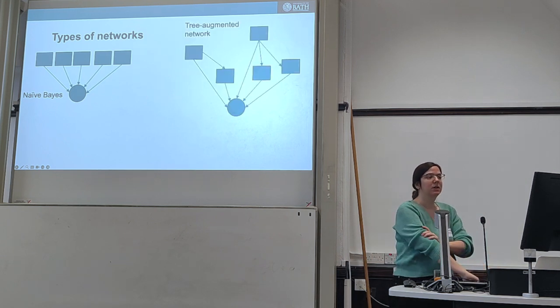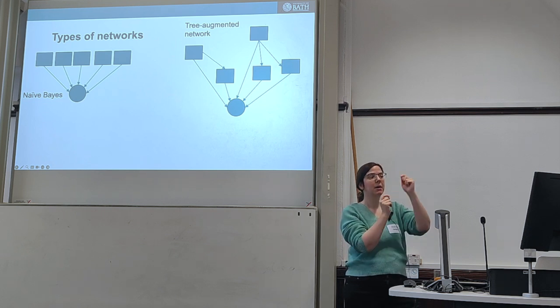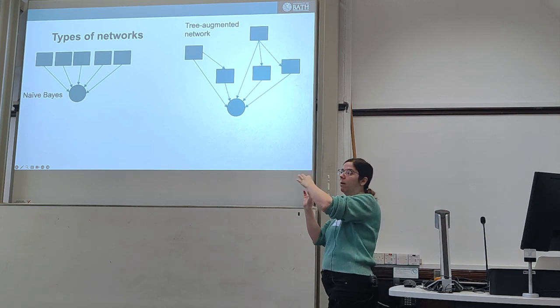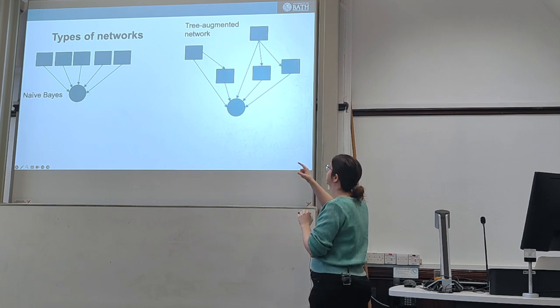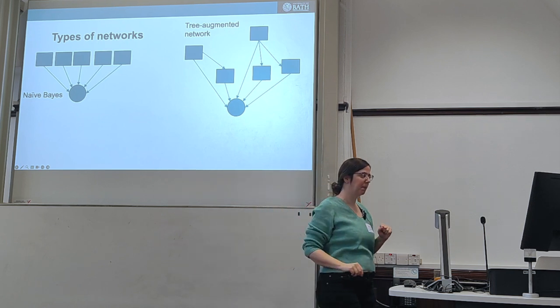Tree augmented network is kind of similar. Everything has to point to the thing I'm trying to predict, but my 5 features here are each allowed to have 1 parent. So it's like a tree. You can have a few multivariate relationships, but then ultimately the final child is the node I'm trying to predict.